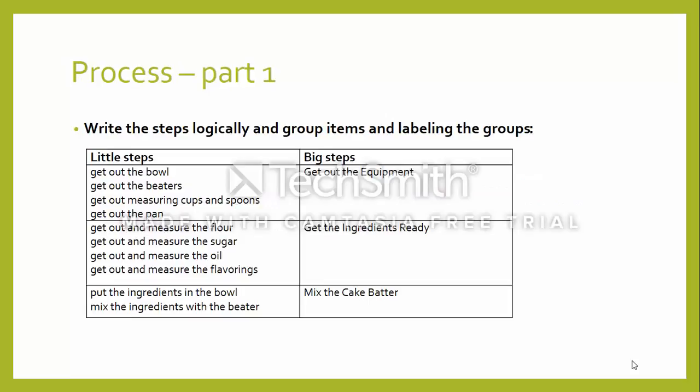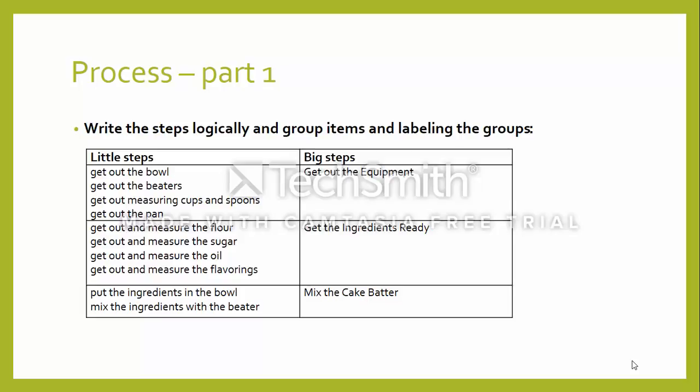So how do we do a process analysis essay? Well, we've got a couple of tables here to show you in a simple way how you can write your brainstorming and get to the ultimate goal of getting the big steps, and then getting your topic sentences together. So you want to write the steps logically and then try to group them together and label them.